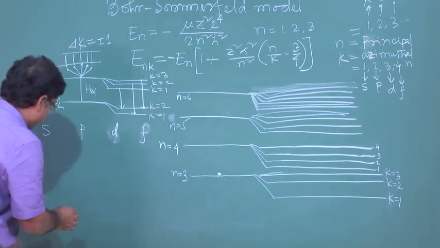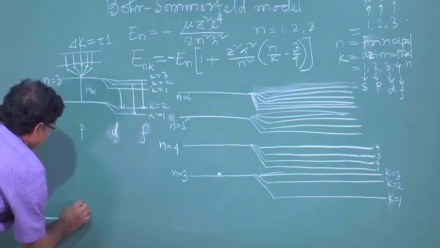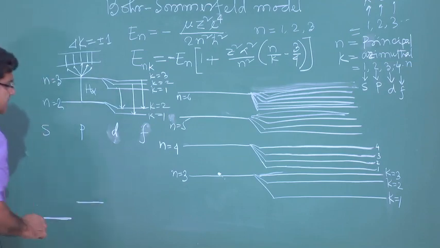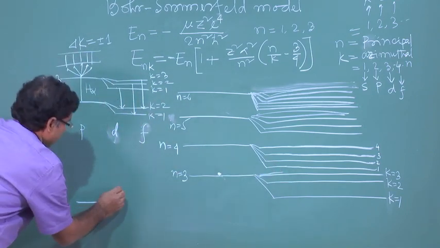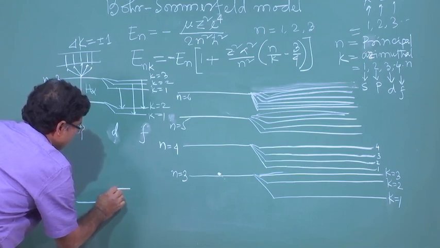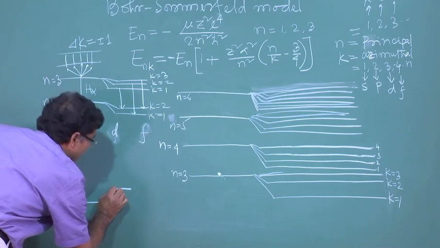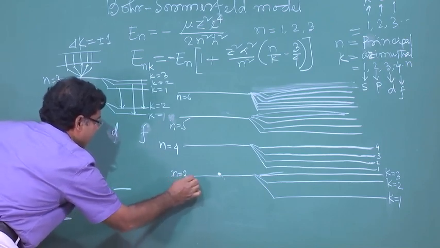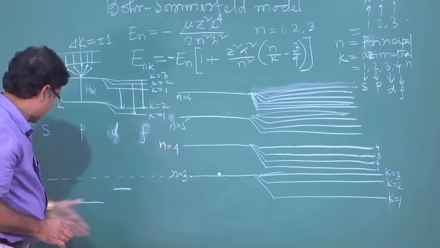Okay. Then for P it is up, like this, then for D, so it will be like this. So, these 3 orbitals are for n equal to 3 lines, if I just extend it. So, for n equal to 3, these are the 3 orbitals.